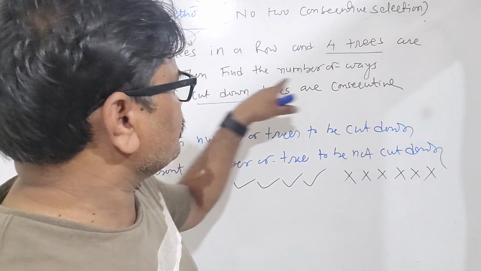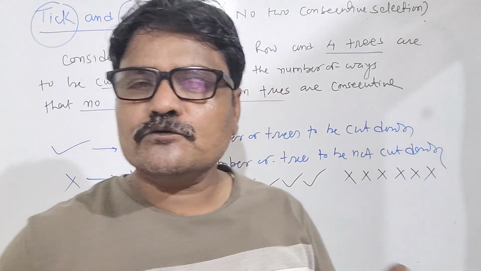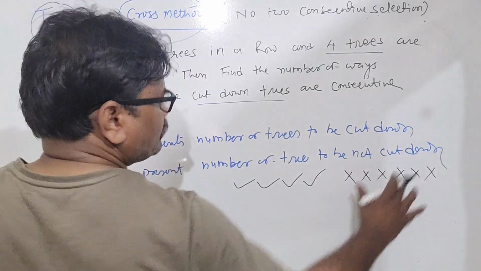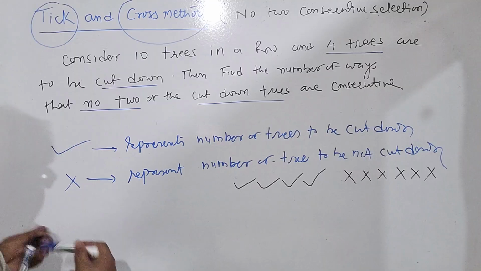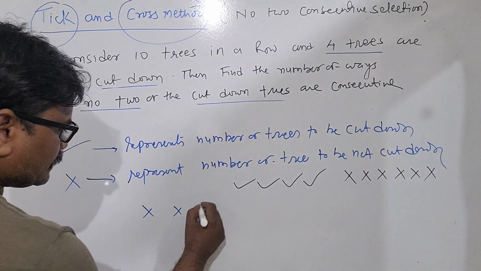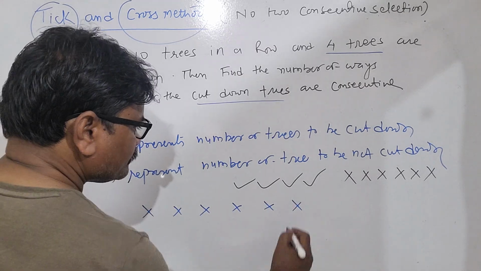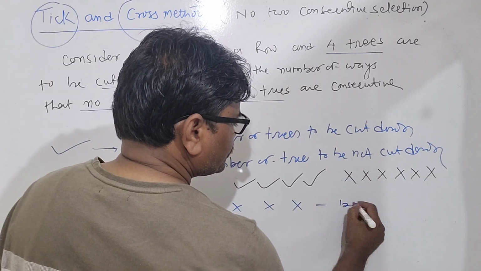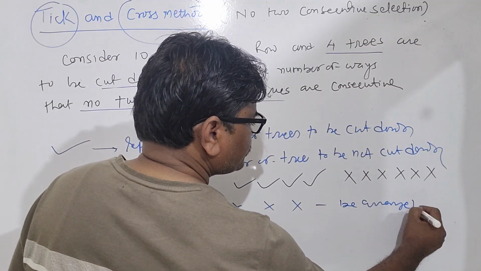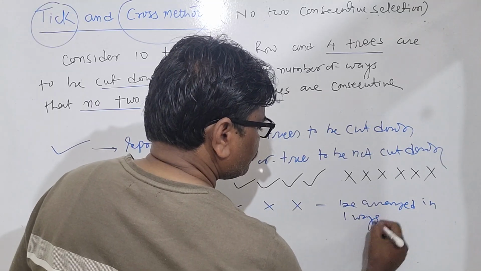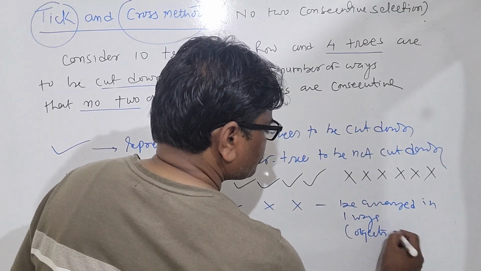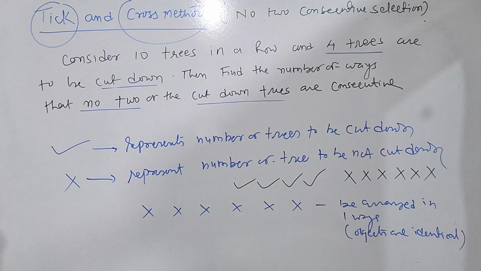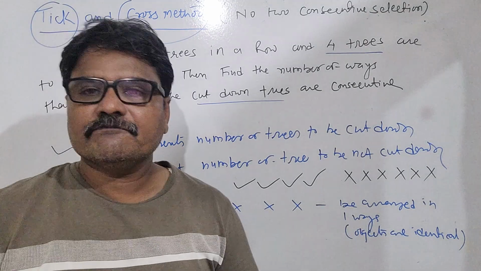Now we have to cut down these 4 trees in such a way that no two of the cut down trees are consecutive. So for that we have to arrange these 6 crosses first. The 6 crosses can be arranged in one way. Why one way? Because the objects are identical. These crosses are identical, so we can arrange these 6 crosses in one way.